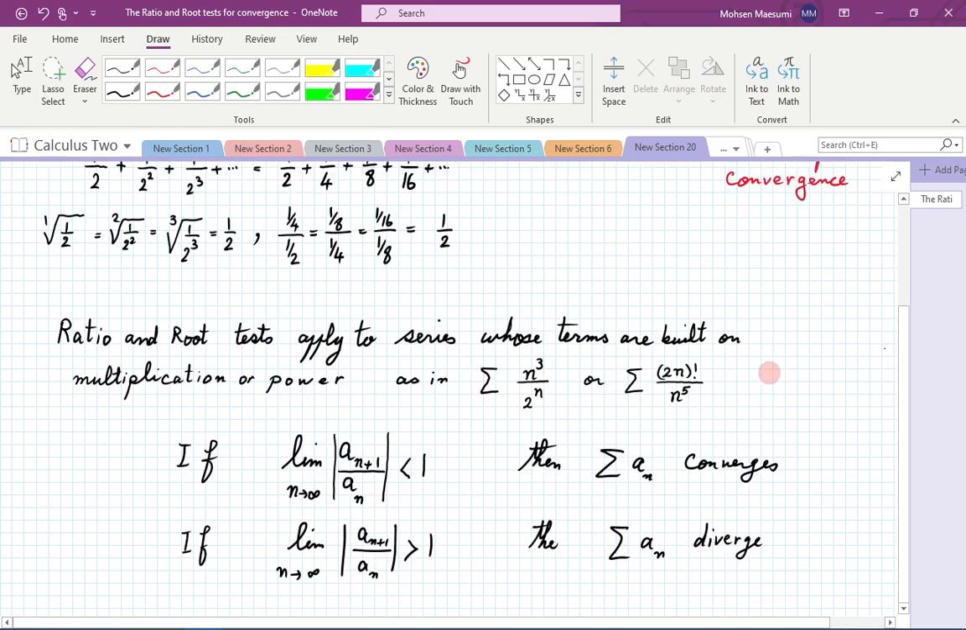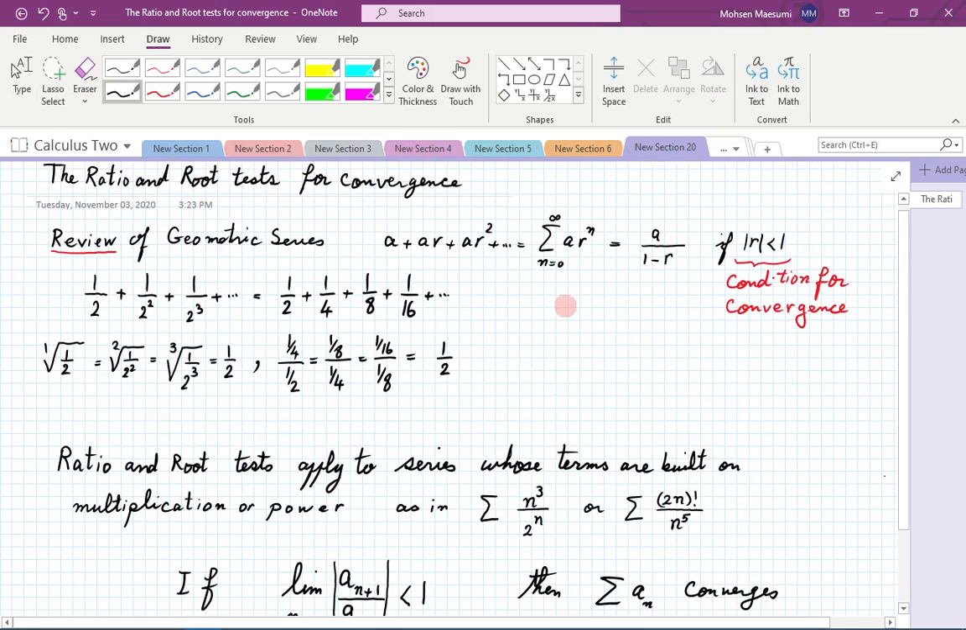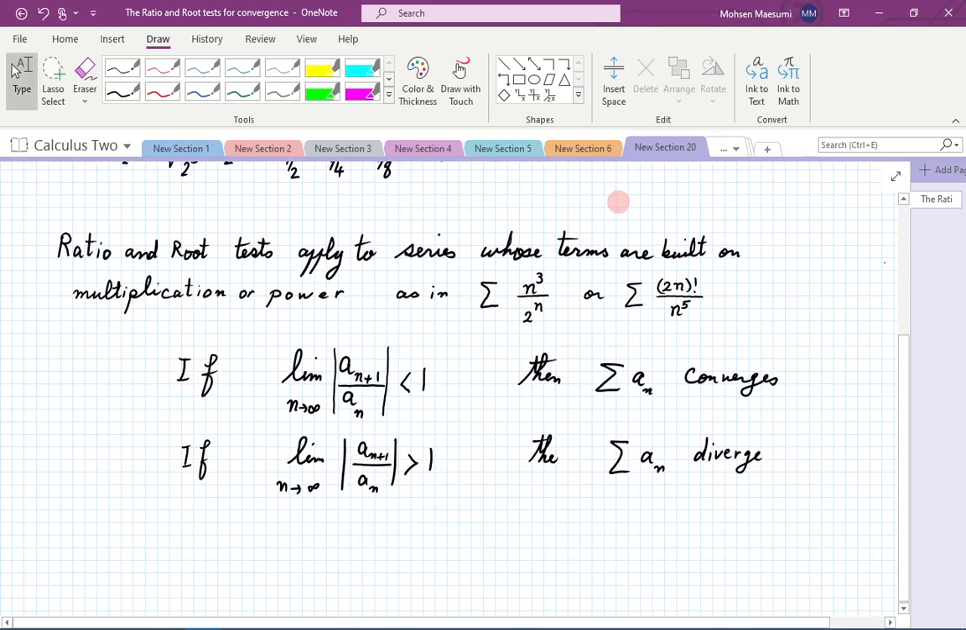For example, if I had 2 plus 2 squared plus 2 cubed and so on, you know immediately that this thing is going to diverge, because of course you're adding bigger and bigger terms to it. There's no way that it's going to settle down for anything. But if you are multiplying by 1/2, you have convergence.